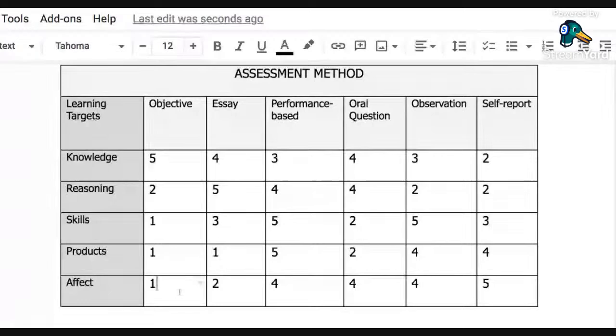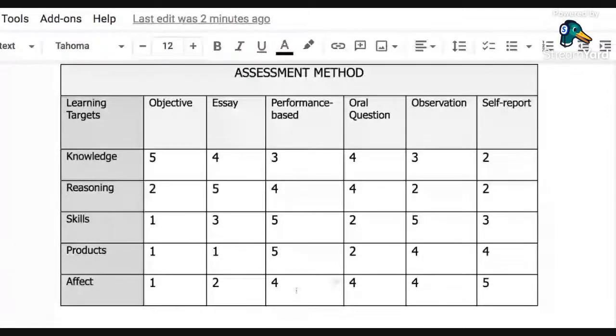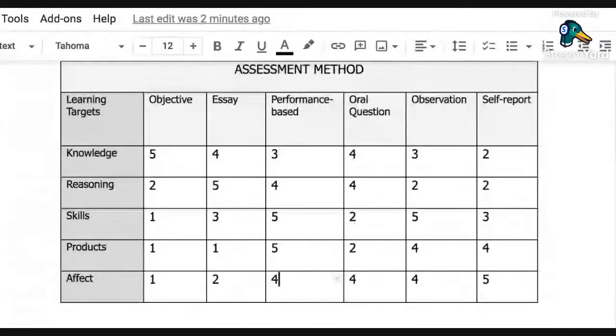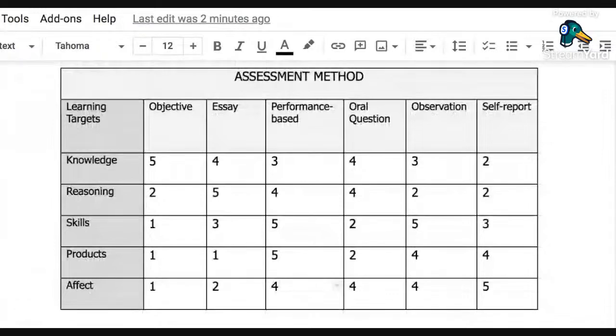And for affect, which is more on feelings, attitudes, interests, behavior, the most appropriate would be self-report. Observation is also okay. Oral questioning, like an interview, would be okay also. You interview a student to find out about his or her struggles in life and about his or her interests and so on. And also performance-based. So this matrix is pretty easy to understand.